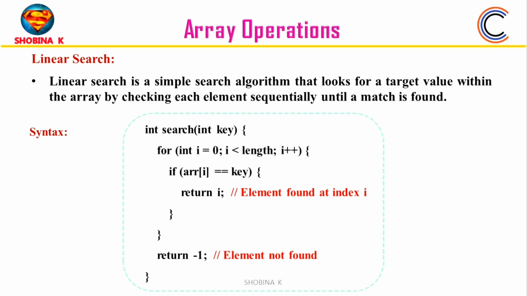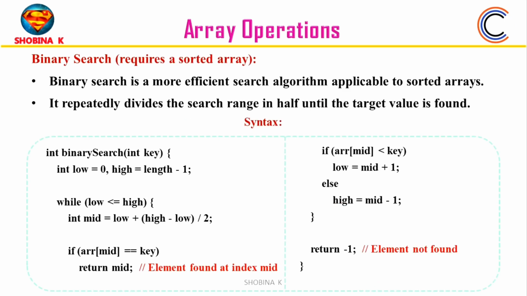So this function performs a linear search through the array, returning the index where the key is found, or -1 if the key is not present in the array. Next, binary search. Binary search is an efficient search algorithm that is applicable to sorted arrays. It works by repeatedly dividing the search range in half until the target value is found. In this syntax, we defined a function named binarySearch that performs binary search in a sorted array to find a specific key.